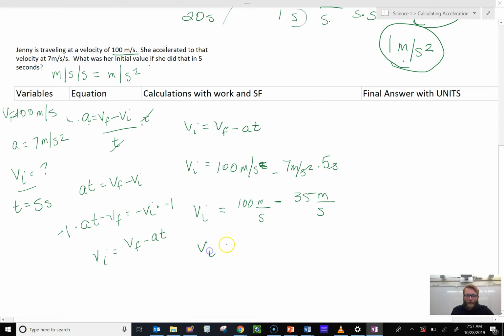Now we can subtract those values since they have the same units. 100 minus 35 is 65 meters per second. So our individual was traveling at 65 meters per second and then accelerated to 100 meters per second during that time. Our final value is 65 meters per second. I know I did it right because my units match velocity. Everything worked out, so chances are I set up the question correctly. Those are some examples of how you can go about calculating acceleration.